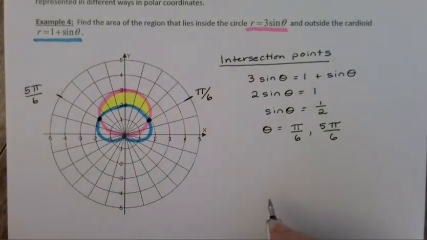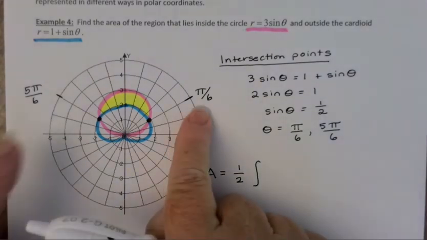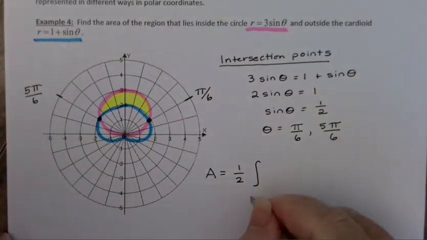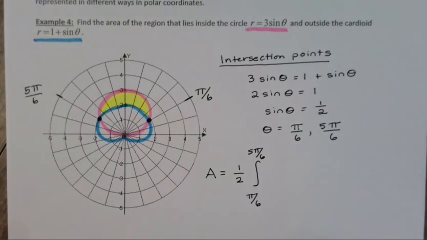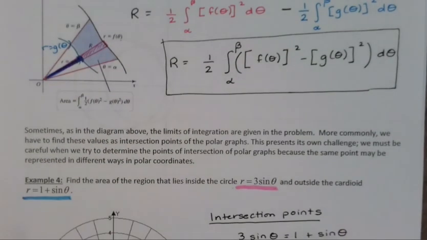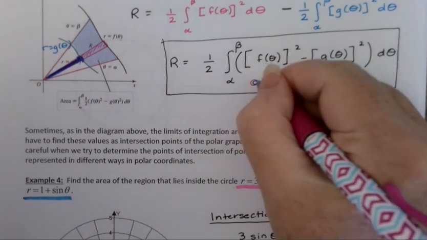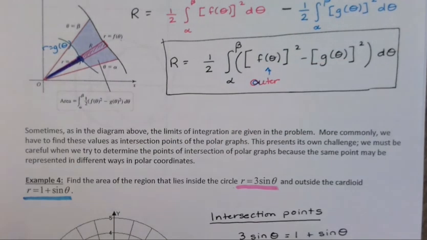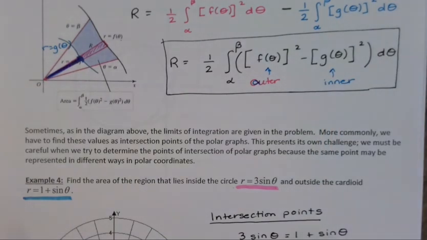We now are going to write our area formula. And I'm just using the formula from the top of the page. I have 1/2 times the integral. We just calculated the alpha and the beta, pi over 6 to 5 pi over 6. And then, just as a reminder, in our formula, it was the outer function squared minus the inner function squared.